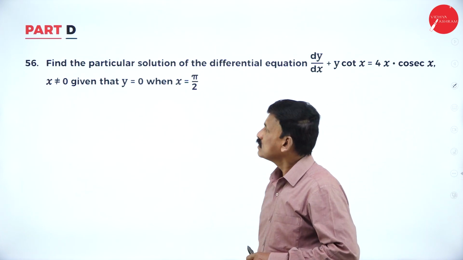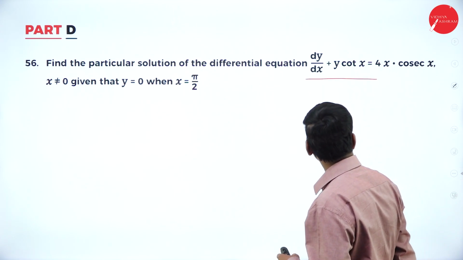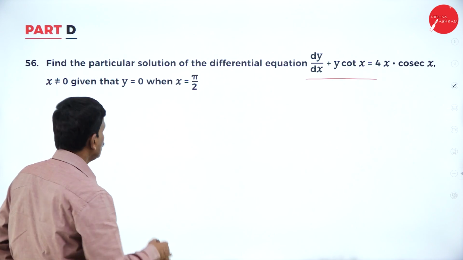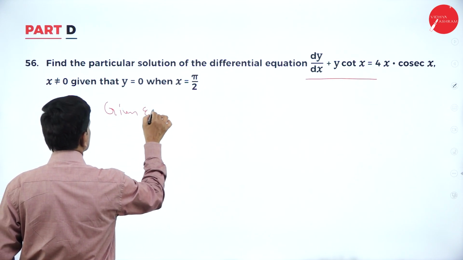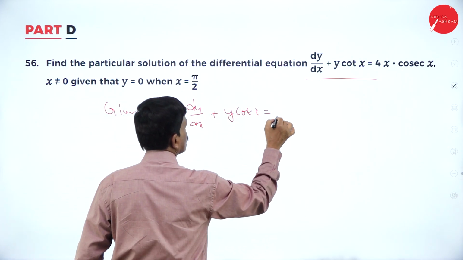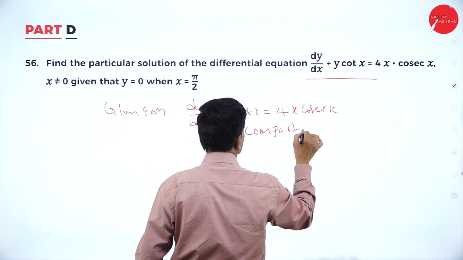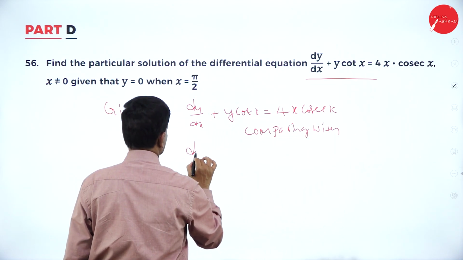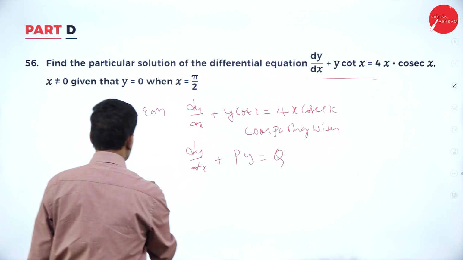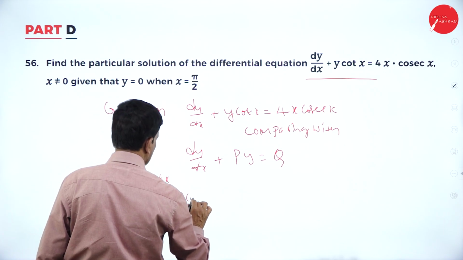Now the last problem is from differential equations. Find the particular solution of the differential equation dy by dx plus y cot x is equal to 4x cosecant x, where x is not equal to 0, given that y is equal to 0 when x is equal to pi by 2. Now write down the given equation. It is of the form dy by dx plus P into y is equal to Q. What is P here? P is cot x. And Q is equal to 4x cosecant x.